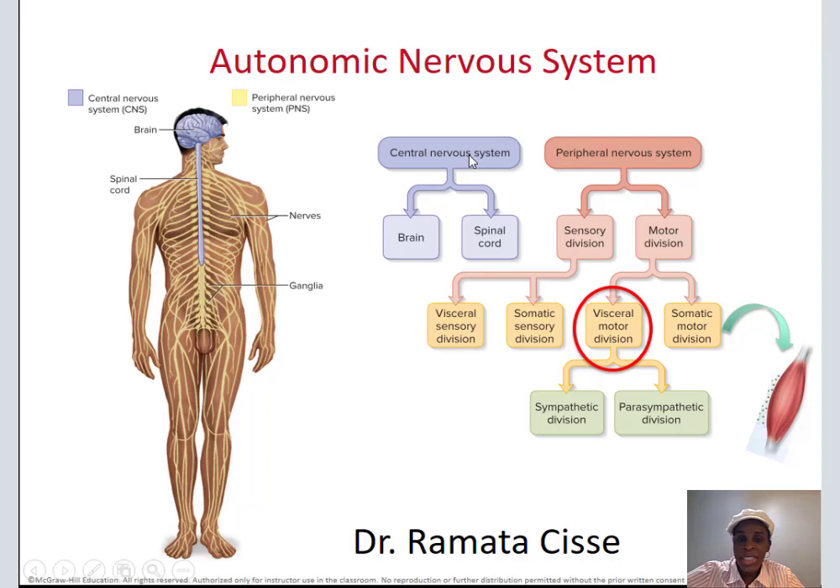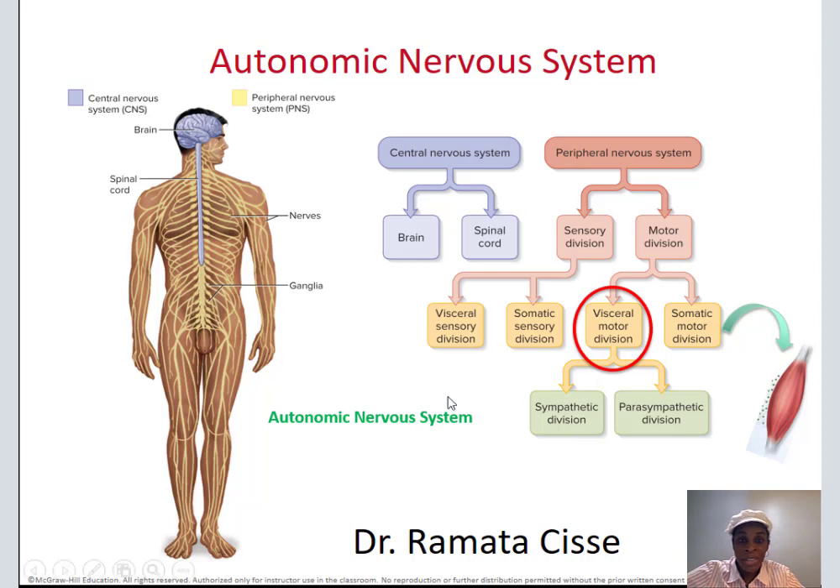When the central nervous system makes the decision to talk to a visceral organ, like a motor effector, that's what we're talking about today. So the visceral motor division is also called the autonomic nervous system because it's done for you automatically. You don't have to think about it. You don't have to think about your heartbeat or your kidney or your stomach making stuff. It's done for you automatically.